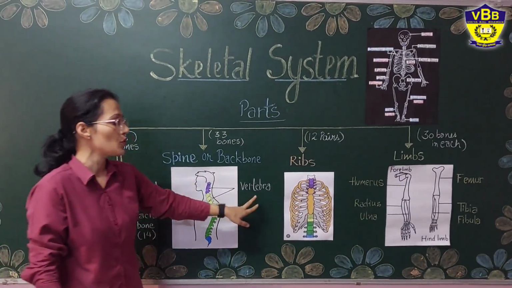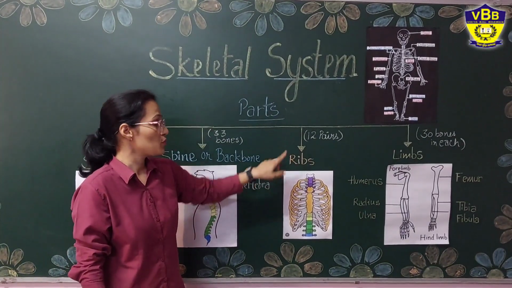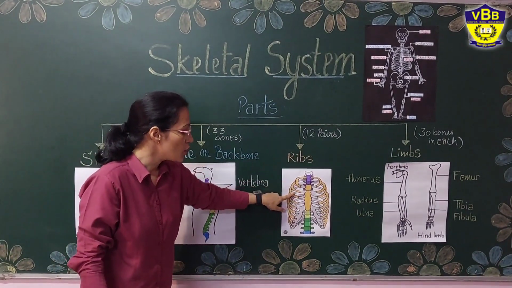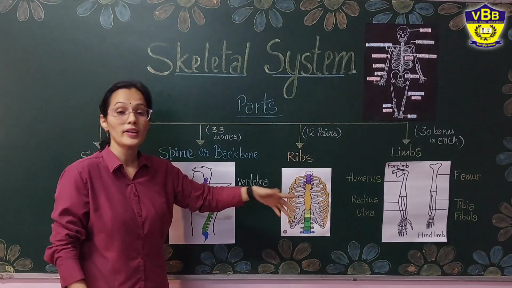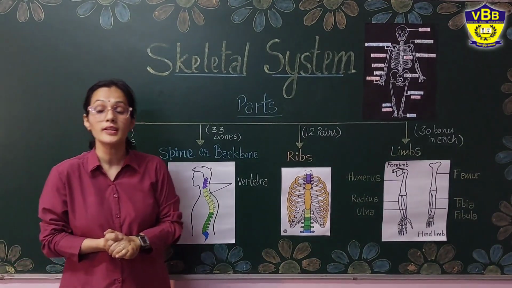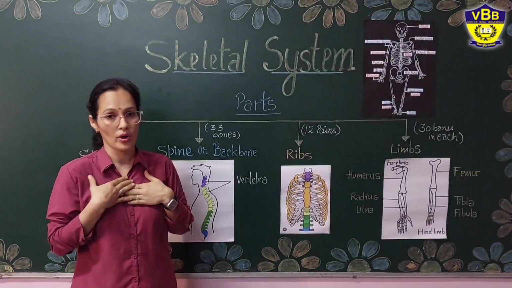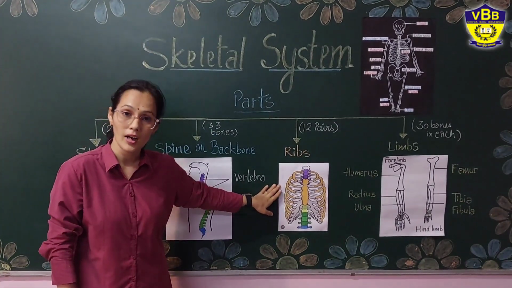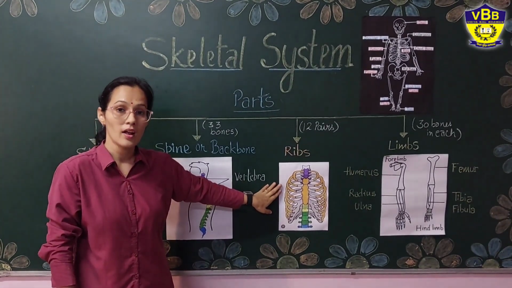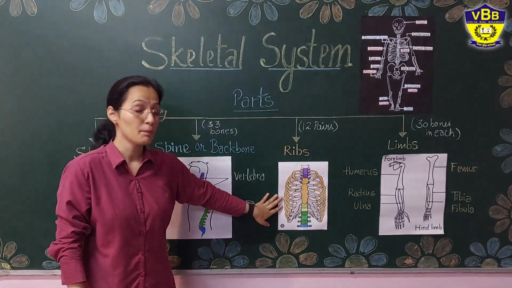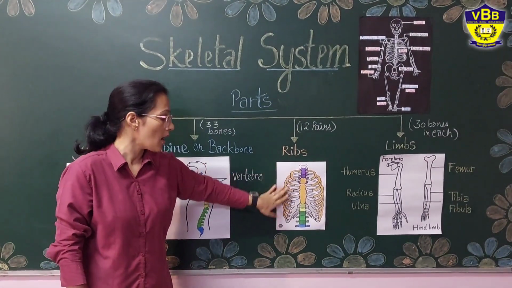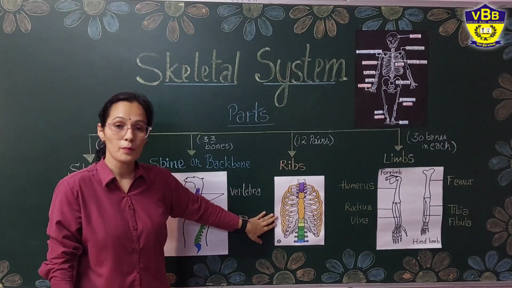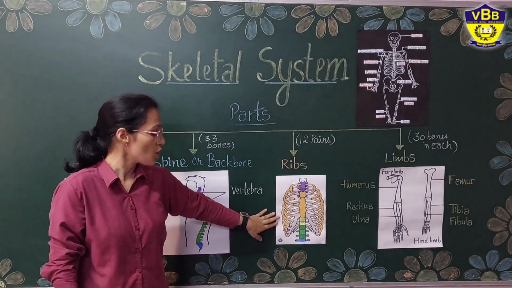So moving to the next, we have ribs. We have 12 pairs of ribs. You can see here we have 12 pairs of ribs. What is the role of ribs? Its role is to protect our internal body organs. So what are these internal body organs? Like our heart, liver, kidney, lungs and your spleen, gallbladder, all these are supported with the help of ribs. So it helps in the protection of our delicate organs.